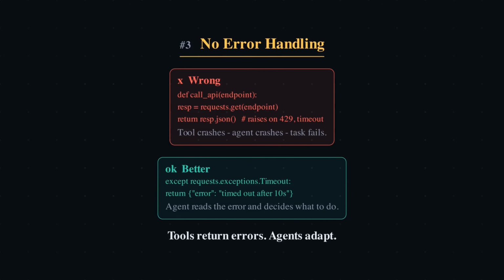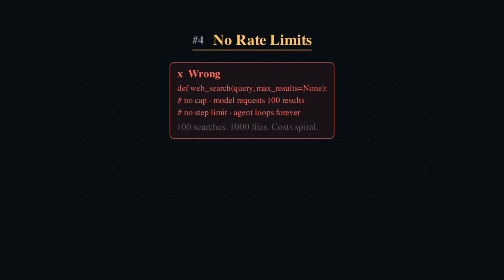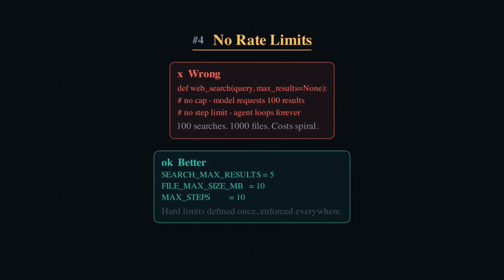The third mistake is no error handling. A tool crashes if the API is down, if the file doesn't exist, if the parameter is wrong, the agent crashes with it, the task fails. So better is to catch exceptions, return structured errors, let the agent decide what to do.